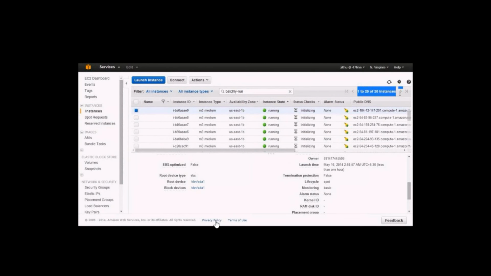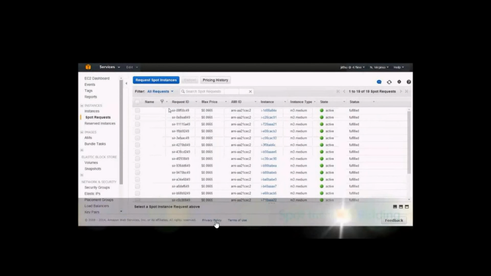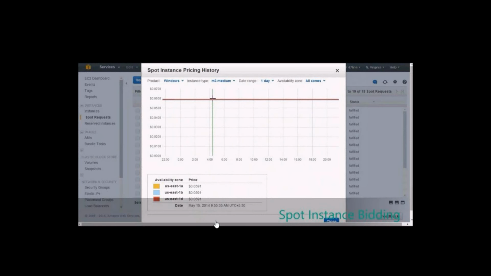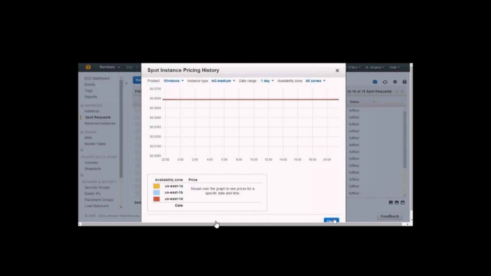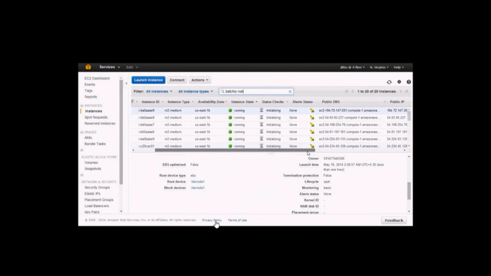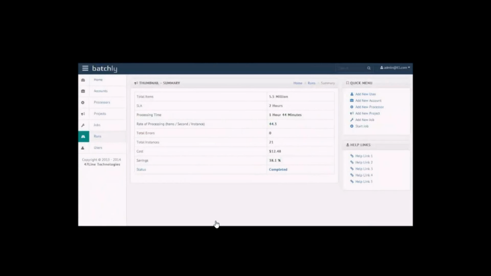Depending on the rate of processing, Batchly automatically increases the number of instances that is required. It bids on your behalf. As you can see, it keeps looking through the pricing history to understand what is the current price and what are the historical prices that are out there, and at what cost, if you bid, you would get an instance at a cheaper price.